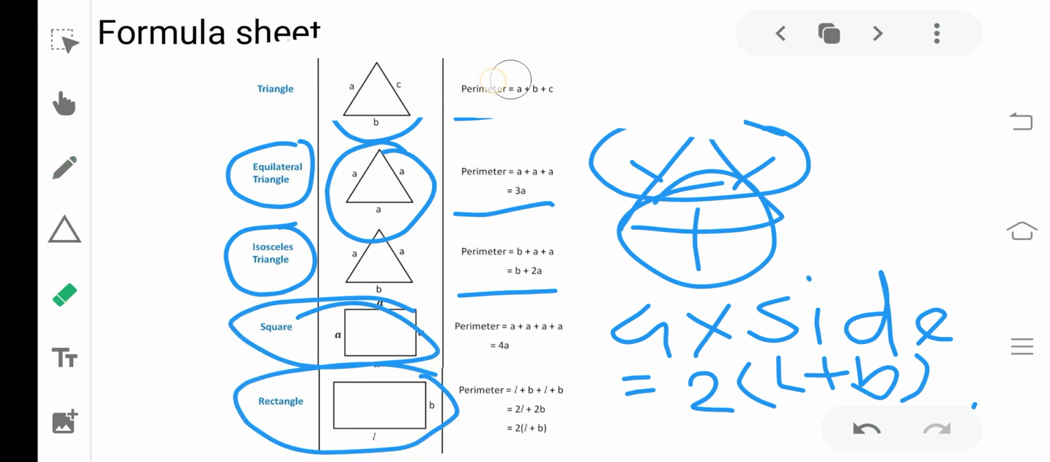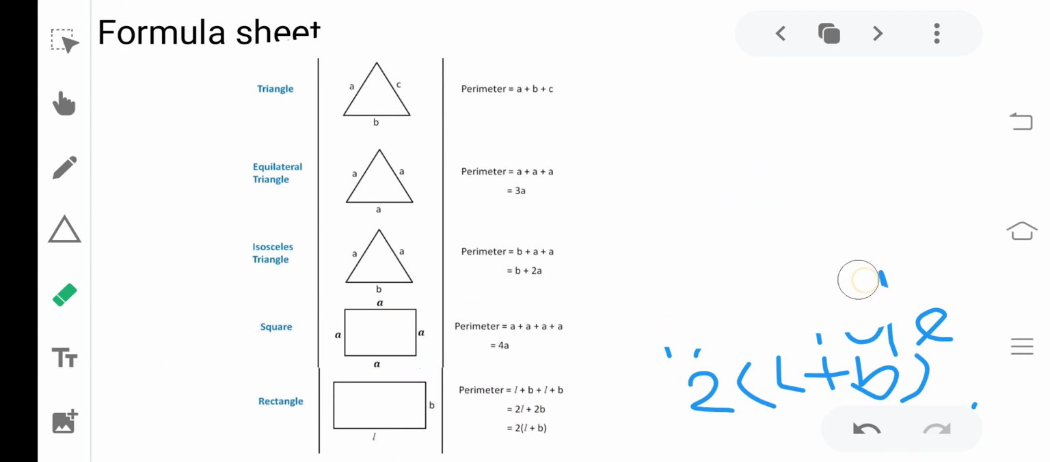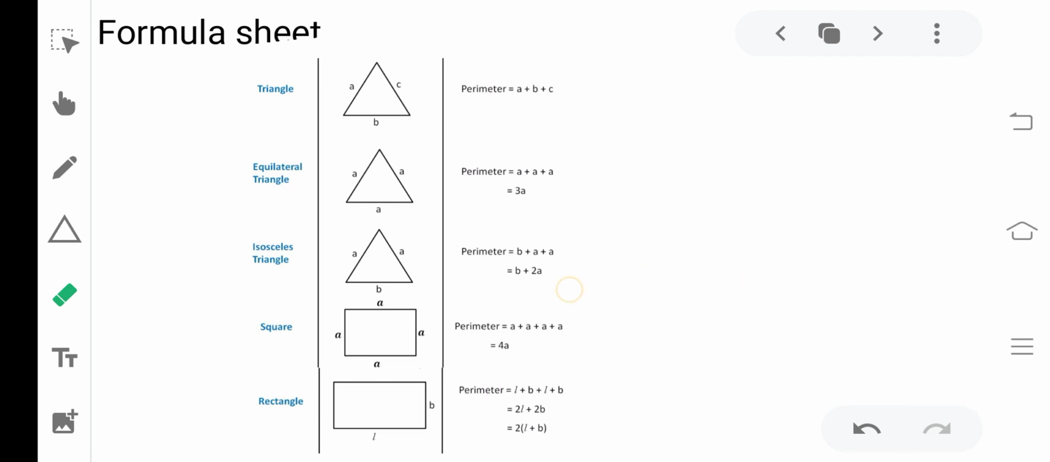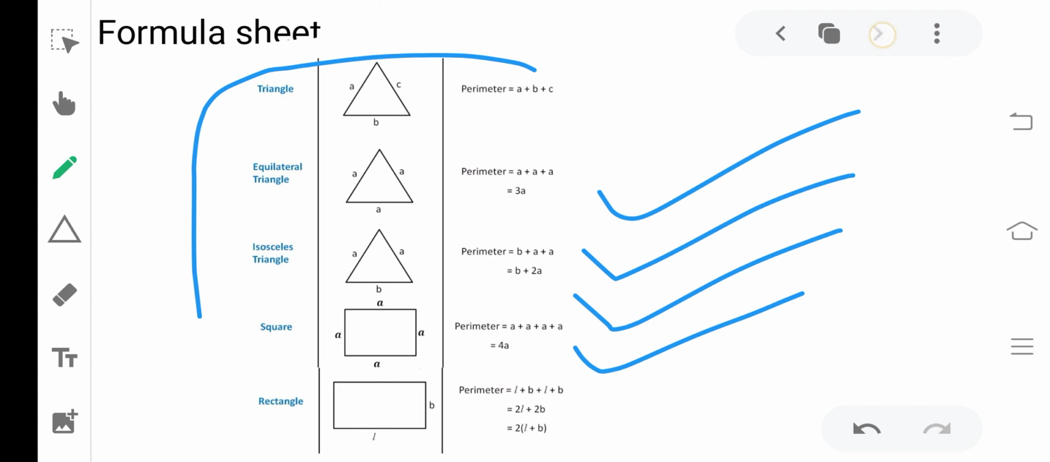You may pause the video and take a screenshot of the formula sheet, which is very helpful for you. This formula sheet is very important for you. First of all you should understand all the formulas, then you should try to solve the examples, and then you will get your answer. There are very simple tricks.